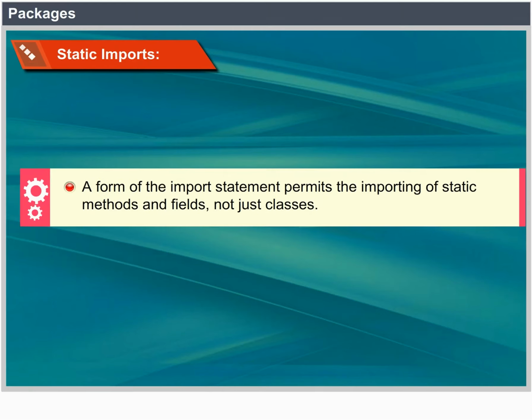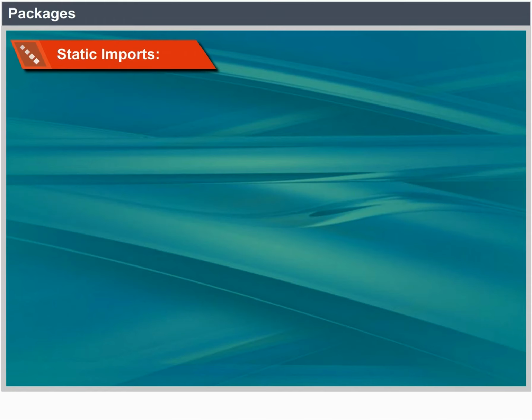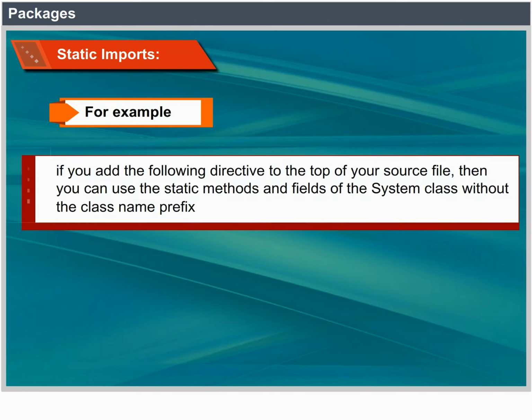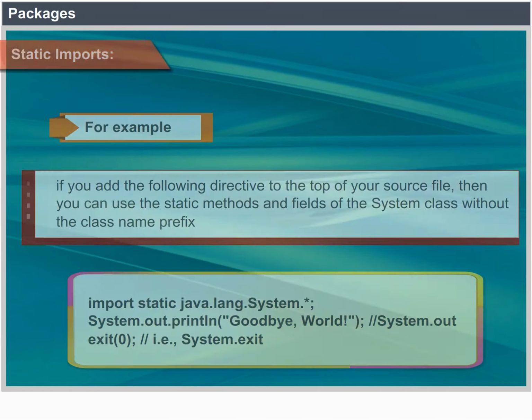Static imports. A form of the import statement permits the importing of static methods and fields, not just classes. For example, if you add the following directive to the top of your source file, then you can use the static methods and fields of the System class without the class name prefix. import static java.lang.System.*; System.out.println("Goodbye world"); System.exit(0), that is System.exit.